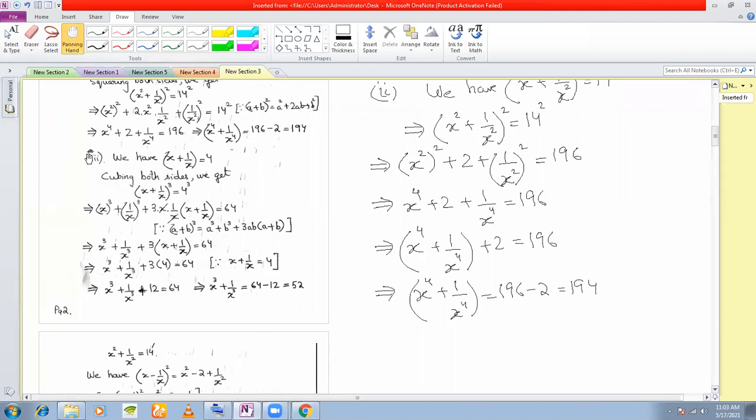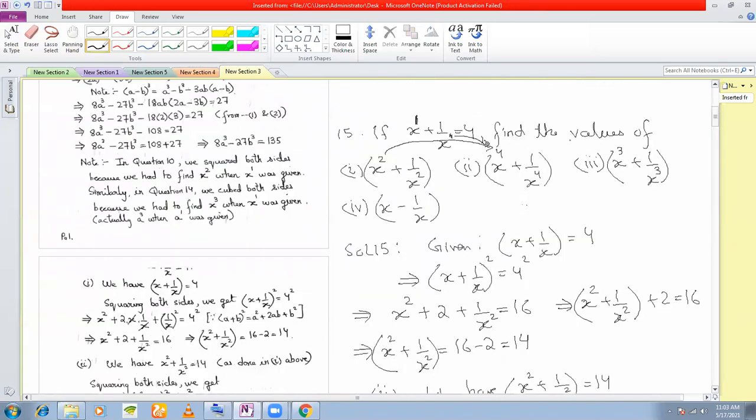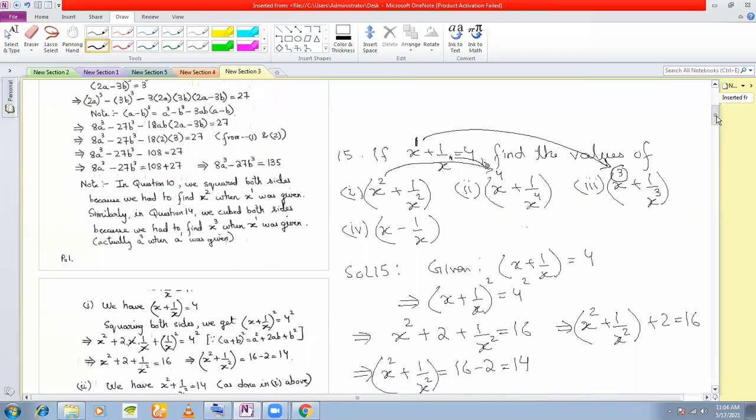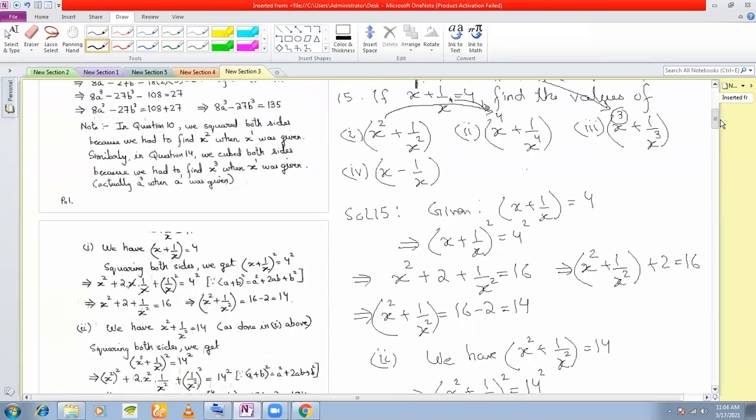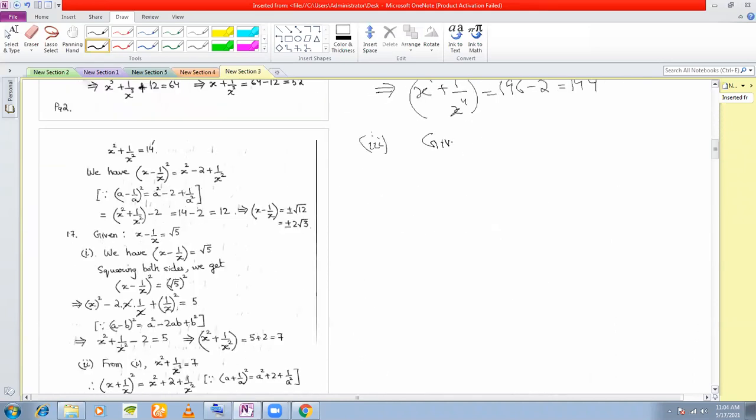The third part. If you look at the question, in the third part you have to find the power 3 of x. But you know the power 1. You can move from power 1 to power 3. If you know power 1 of x, you can move from power 1 to power 3. How? You can simply cube both sides. So we start from x plus 1 by x is equal to 4. Cube both sides.